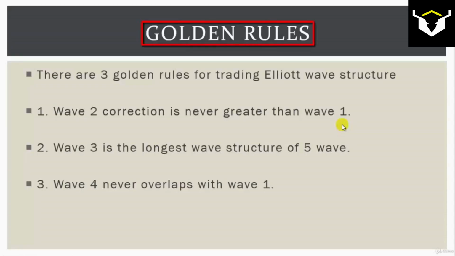There are 3 golden rules for trading Elliott wave structure. First rule, wave 2 correction is never greater than wave 1. Rule number 2, wave 3 is the longest wave of the 5 non-overlapping waves. Rule number 3, wave 4 never overlaps with wave 1.